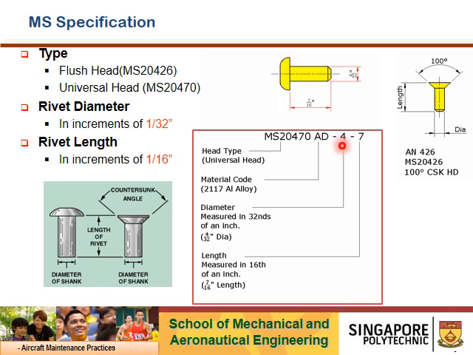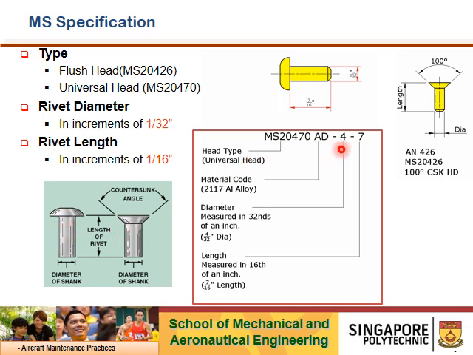All right, the 4 tells me the first digit position after the AD. It tells me the diameter of the rivets, and it's measured in 32nds of an inch. What do you mean by that? In other words, the 4 is the numerator. The denominator is always 32. So 4 over 32 is actually, like shown here, a 1/8 inch diameter. That means the diameter of this rivet is 1/8 inch.